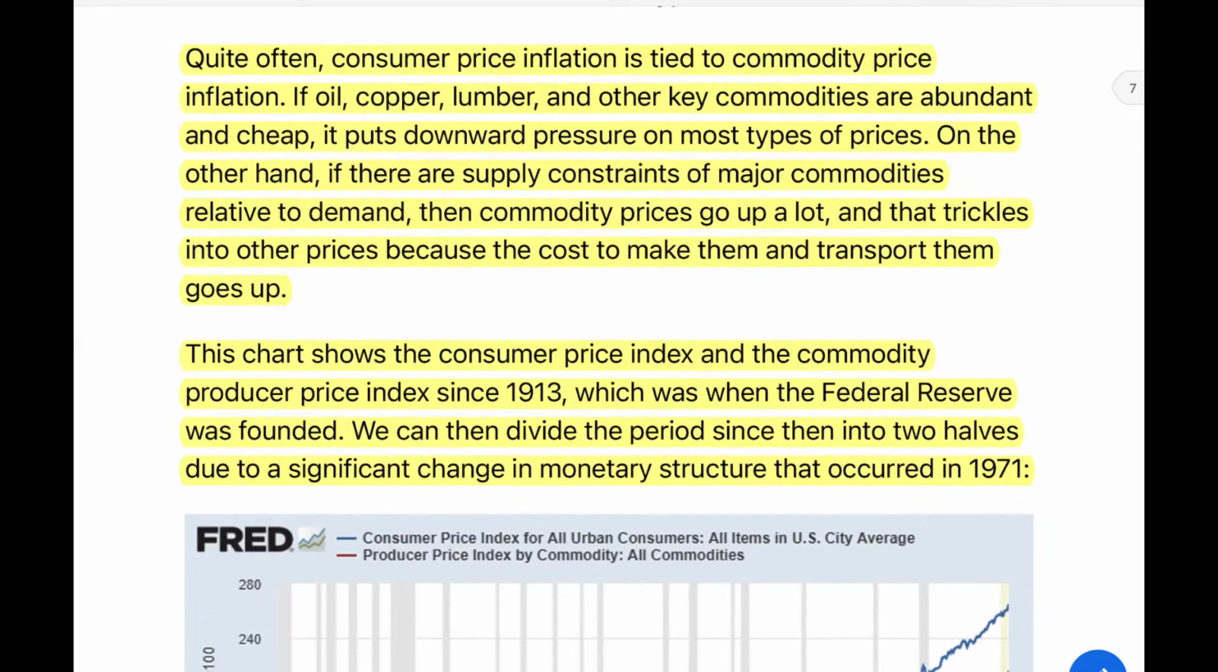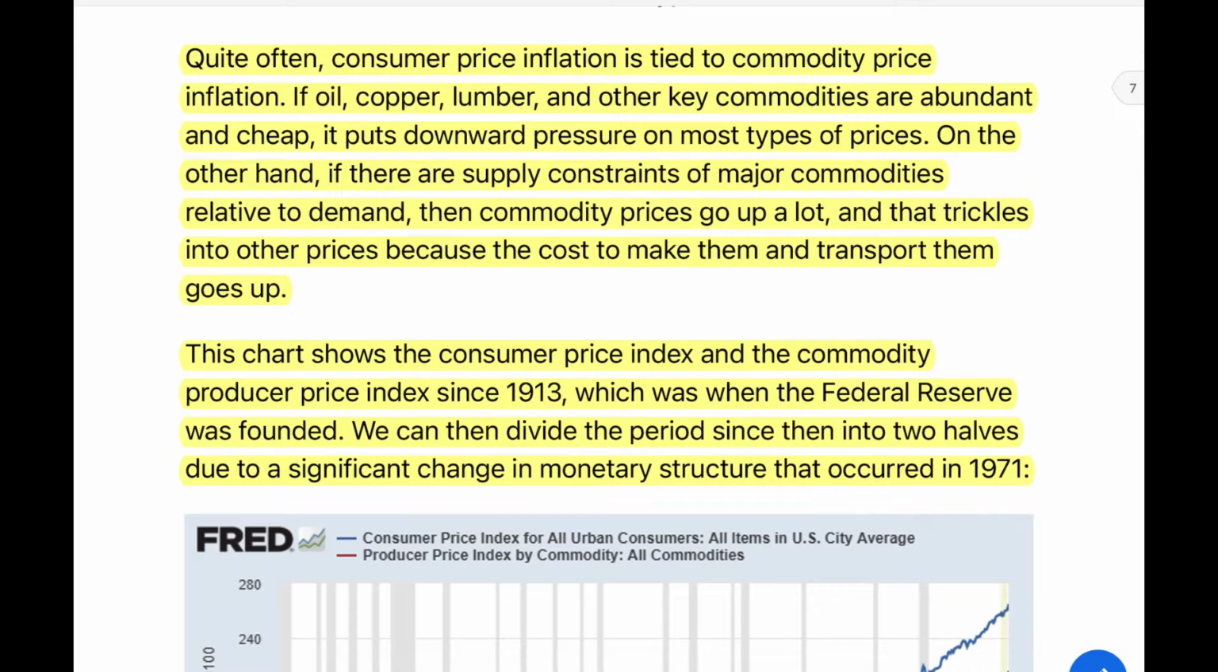So quite often, consumer price inflation is tied to commodity price inflation. If oil, copper, lumber, and other key commodities are abundant and cheap, it puts downward pressure on most types of prices. On the other hand, if there are supply constraints of major commodities relative to demand, then commodity prices go up a lot, and that trickles into other prices because the cost to make them and transport them goes up.